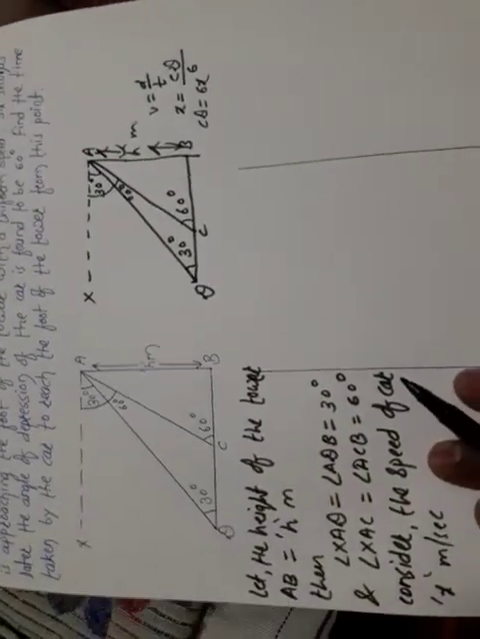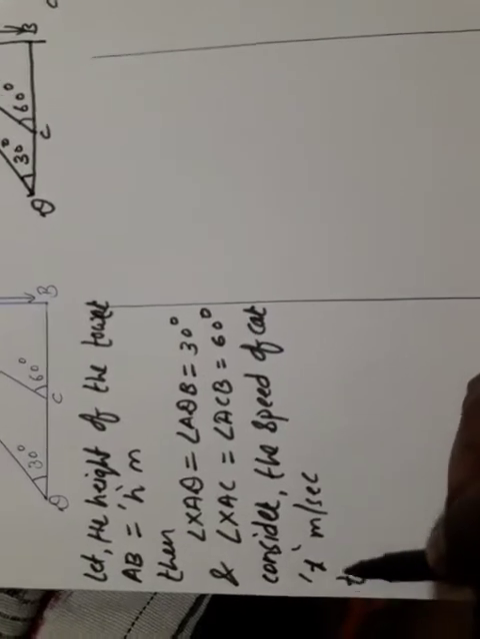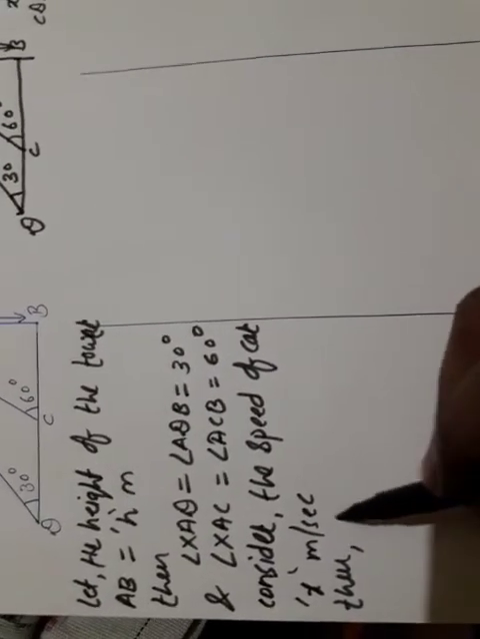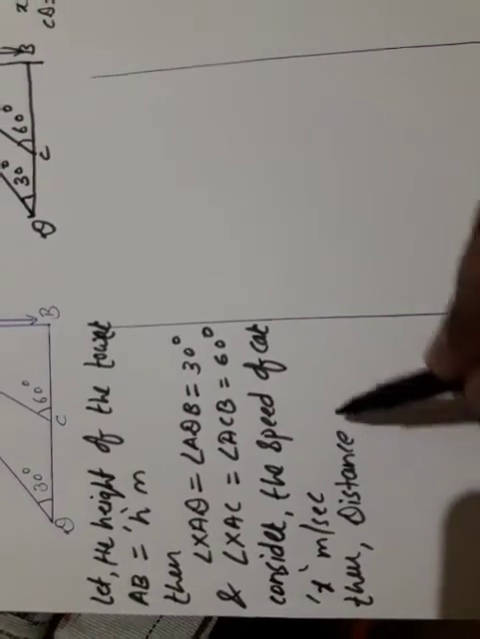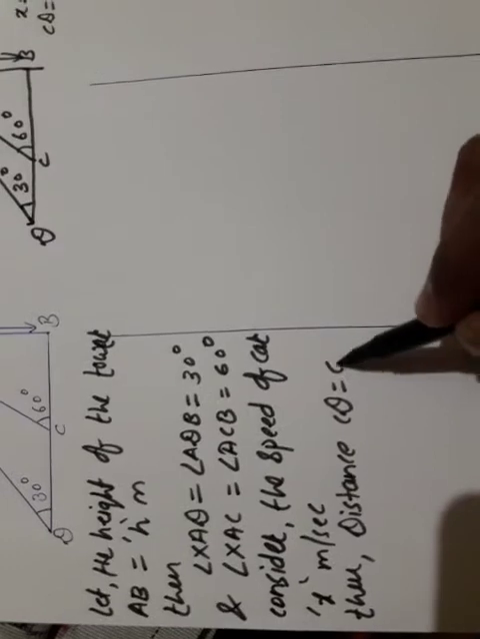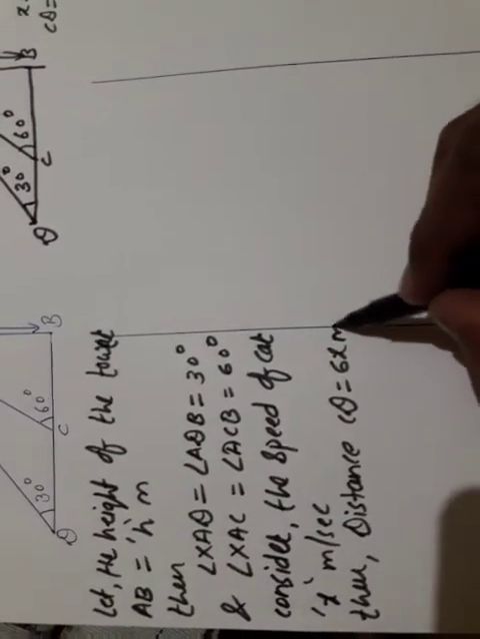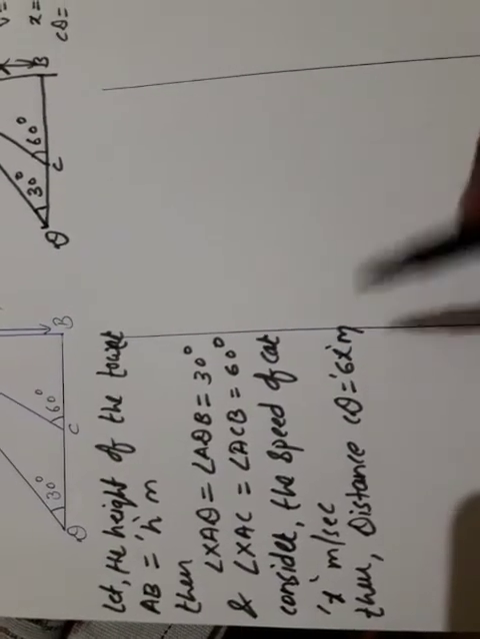6x. I have written this for you to understand, you don't need to write it, you can directly mention it here. Then what I am going to write over here, distance CD is equal to 6x meter. Distance CD is equal to 6x meter. How 6x meter? Like that way.